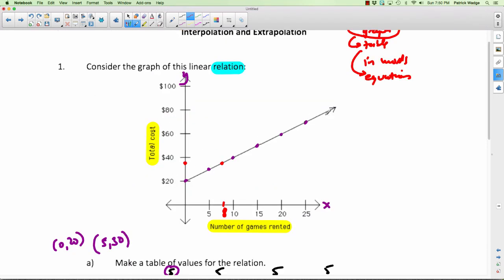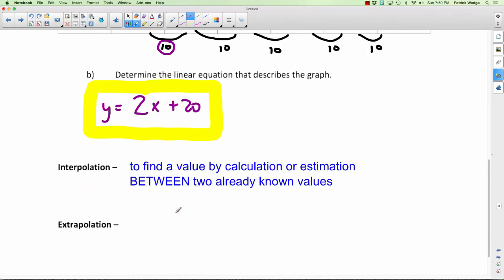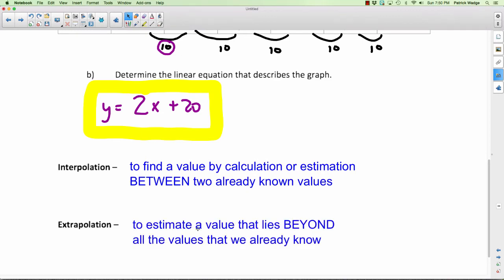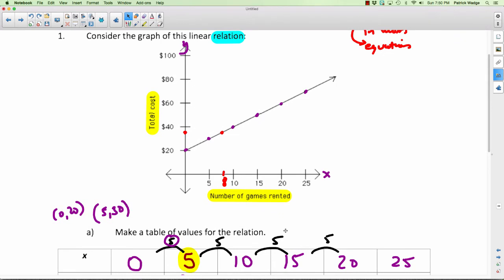Using your graph to estimate points that aren't actually on the graph yet, or using your equation to figure it out. Now, extrapolation is very similar, except it's used to estimate values that lie beyond all the values we already know. So for example, in the points that are on this graph, let me get rid of this one because that wasn't actually on the graph. It only went up to 25 games. But what if we wanted to know how much 35 games was?